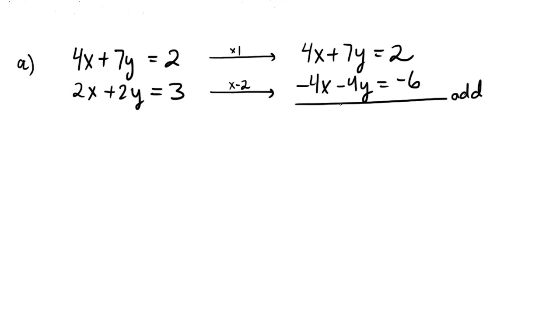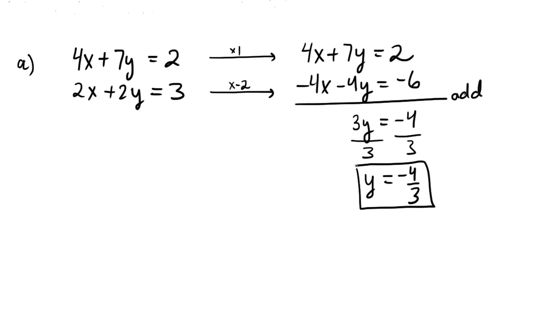Well, the whole purpose here is when I add these two, the x's go away. 4x plus negative 4x is just 0x, or 0. And so I don't even really have to write anything there because it's nothing there. How about this? 7y plus negative 4y, that's 3y. And 2 plus negative 6 is negative 4. So now I can easily find y. I just divide both sides by 3. 3 over 3 is just 1y, or just y. And negative 4 over 3 can't be simplified, so there's my answer.